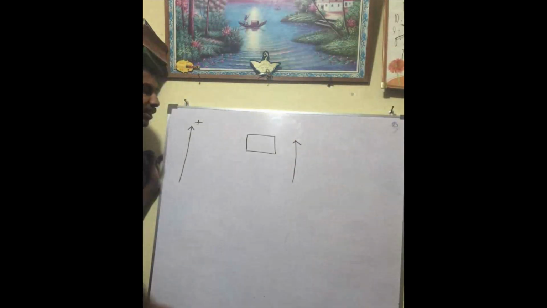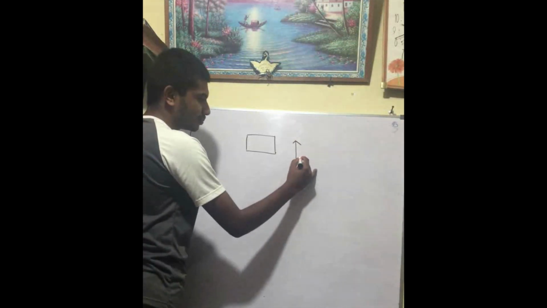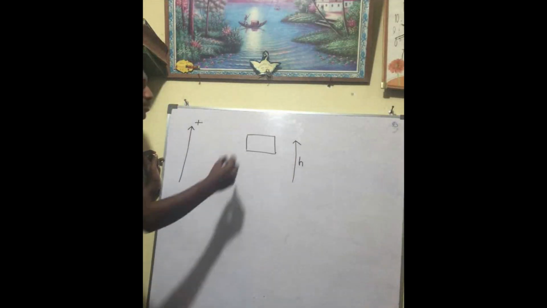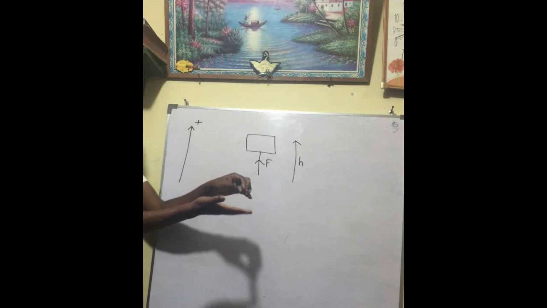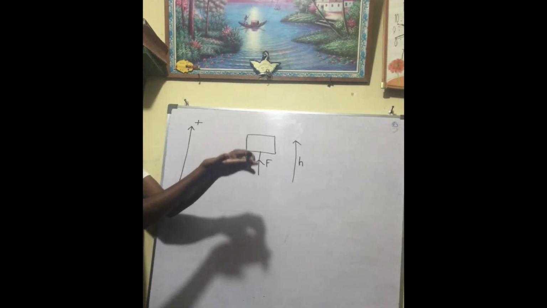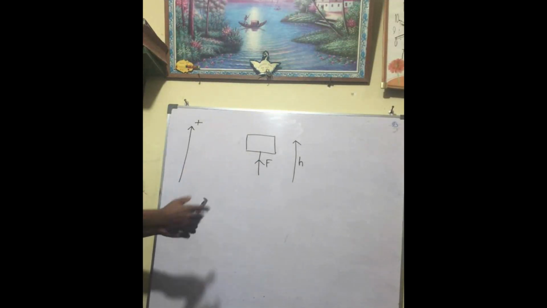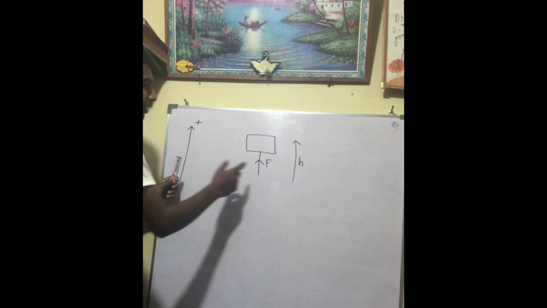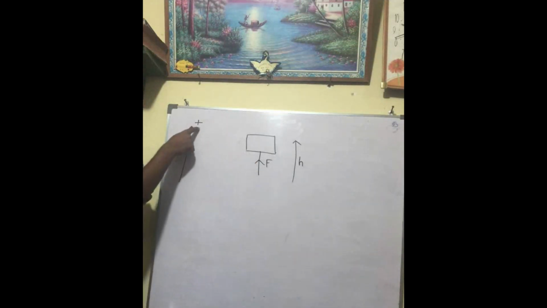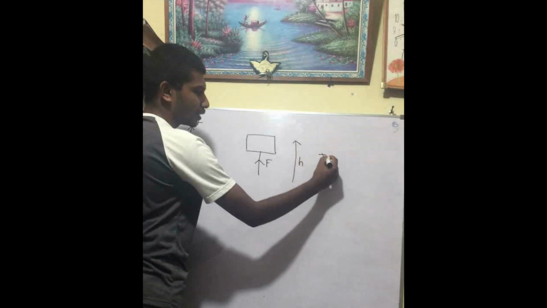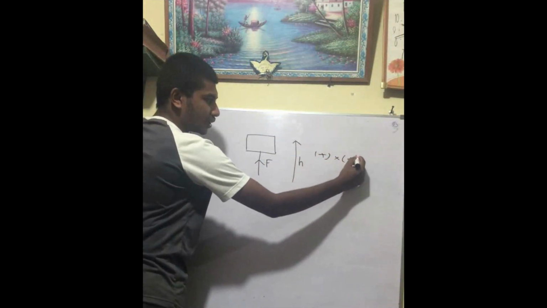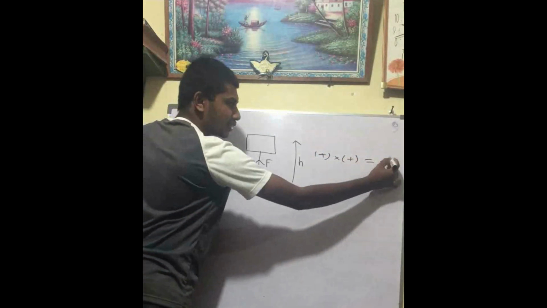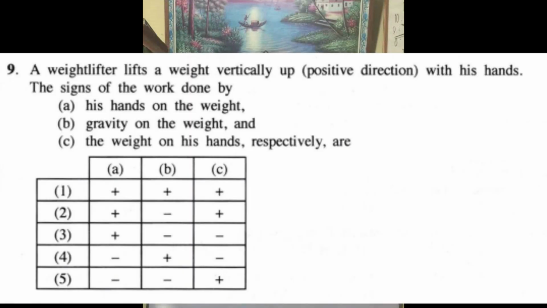They have said the weight is lifted by his hand, which means the displacement is in the upper direction. So I'll just mark it as h. And the force is also given in the upper direction, because when you are lifting an object, you are giving the force upwards to that object. So here you can see that both are upward, which means plus. Force is in plus direction and displacement is also in plus direction, so the work will be plus. The next one is by the gravity on the weight.